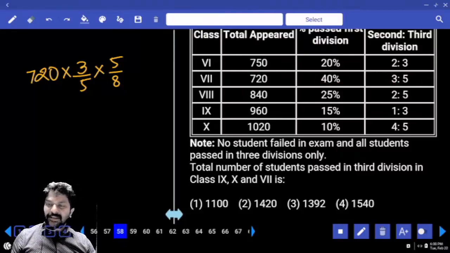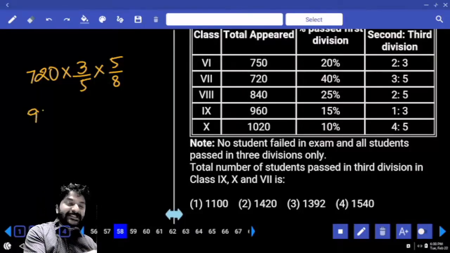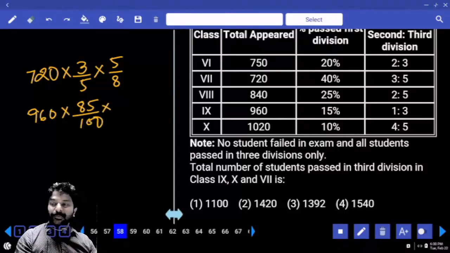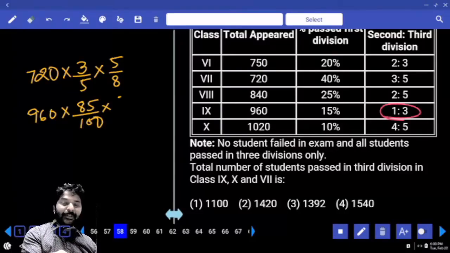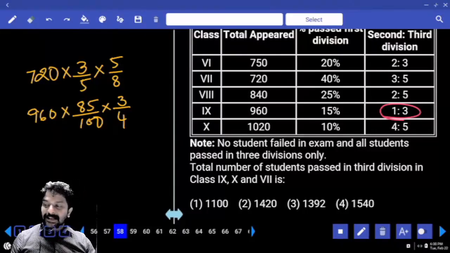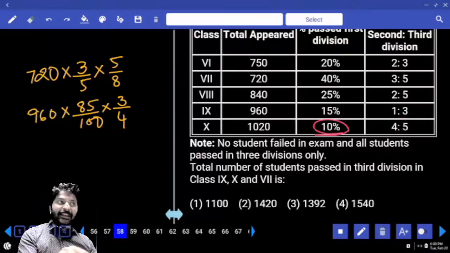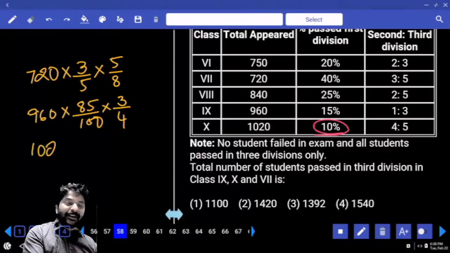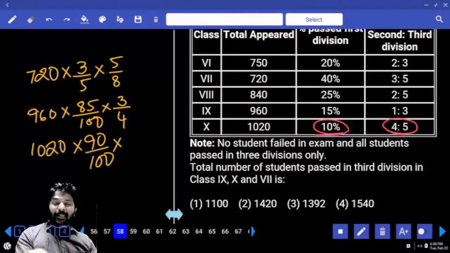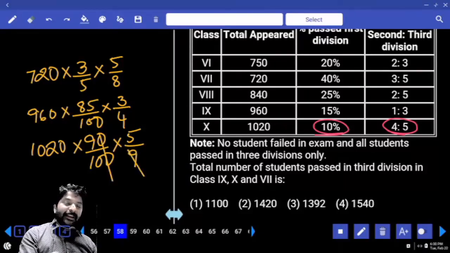Next, 9th class, out of 960, 15% are in first division, remaining 85%. 85 by 100 into, come on, that is divided in the ratio 1:3. 3 parts out of 4 parts. Are you following? Next, 10th class, 10% are here in first division. So out of 1020, 90%, 90 by 100, or you can write it as 9 by 10 also. Now, third division people, 5 out of 9. 0, 0 cancel. 9, 9 gets cancelled.